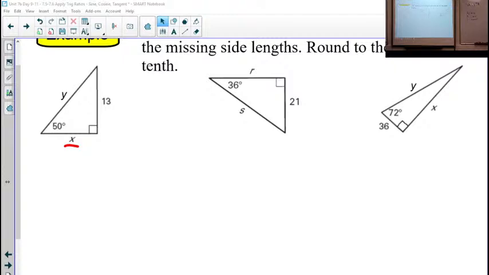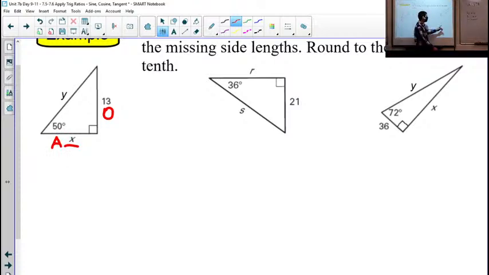All right, we're getting better. I don't care about y, so I don't care about my hypotenuse. Right now what I care about is across from my 50, opposite, because that's what I'm given. And what am I trying to solve for? I'm trying to solve for my adjacent. So which one deals with opposite and adjacent?